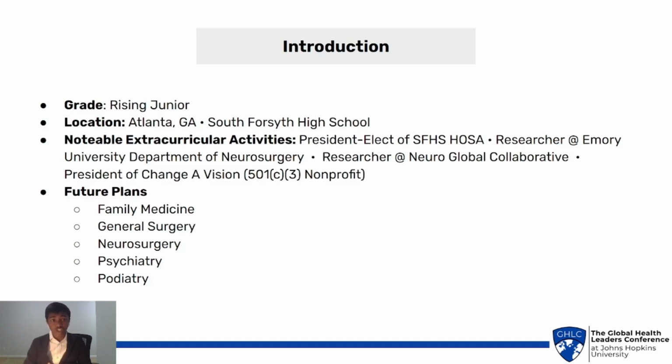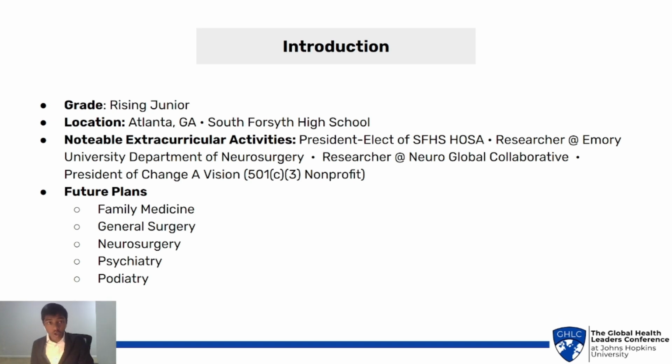I'll give a brief introduction about myself. I'm a rising junior at South Forsyth High School, located in Atlanta, Georgia. Some of my notable extracurricular activities include being the president-elect of South Forsyth High School HOSA with over 270 members, being a researcher at Emory University Department of Neurosurgery, particularly the Lab of Neuroengineering, and being a researcher at Neuro Global Collaborative, mainly focusing on neurosurgery, business, and global health. I'm also the president and founder of a nonprofit called Change of Vision, which is also a 501(c)(3). Some of my future plans include going into family medicine, general surgery, neurosurgery, psychiatry, or podiatry.